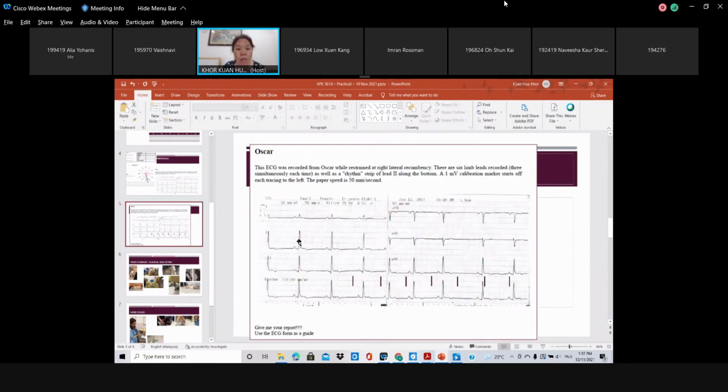For me, okay, heart rate. What did you all get? Lai, what did you all get?